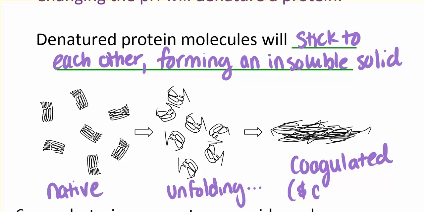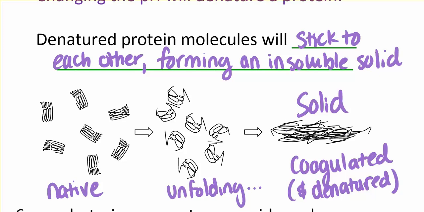And they are denatured. So denatured means they're not folded correctly. Coagulated means they're stuck together. But those two things go together. This is a solid, like this. So we start here with something that may look like a slightly cloudy solution, because those are pretty big. But then when they start to unfold, they form a solid, like a precipitate.